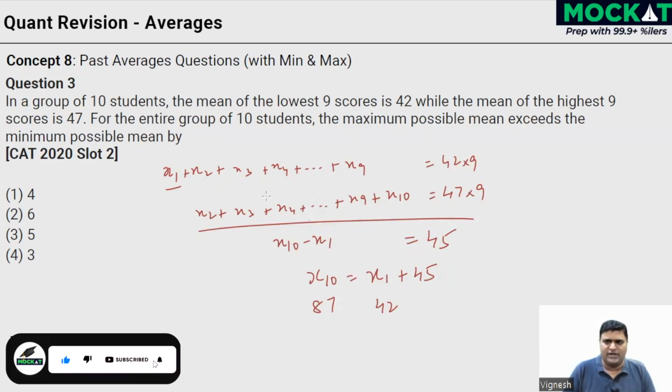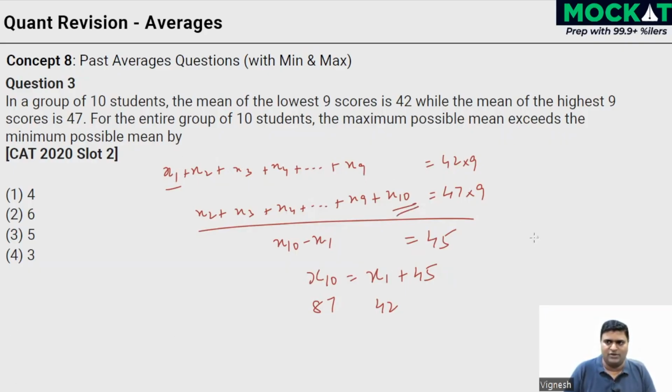To find the lowest for x1, I can't take that route. Let me think about the other person given over here, x10. What is the minimum I can give x10? Where 47 is the average, 47 is the midpoint of all of these people. The minimum value x10 can take, the highest amongst them, is 47 itself, where all of them are equal to 47. x10 can be 47 itself, in which case 47 minus 45, 2, becomes the value of x1.